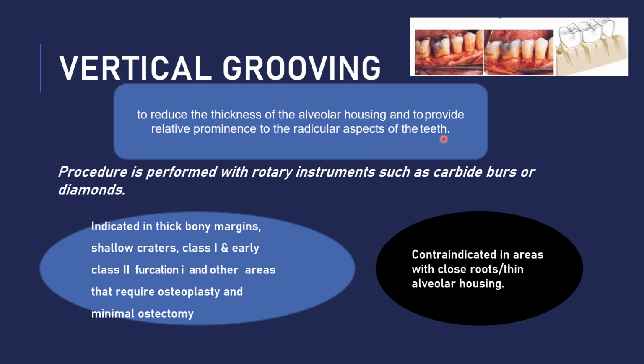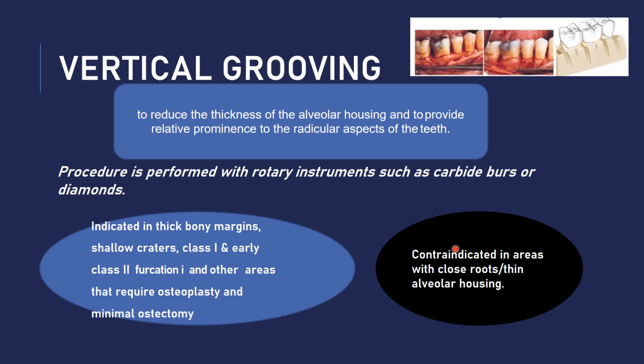Okay, with a high speed handpiece and copious irrigation. This is indicated in thick bony margins, shallow craters, class 1 and early class 2 furcation, and other areas that require osteoplasty and minimal osteotomy. These are the shallow areas and thick margins where we get vertical grooving. This will be contraindicated in areas with close roots and thin alveolar housing.